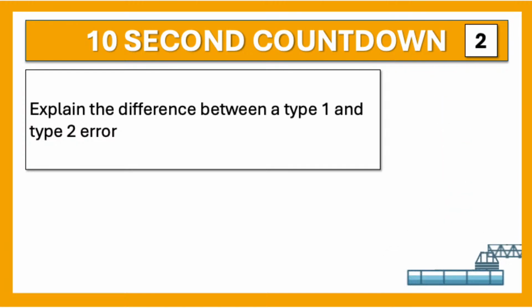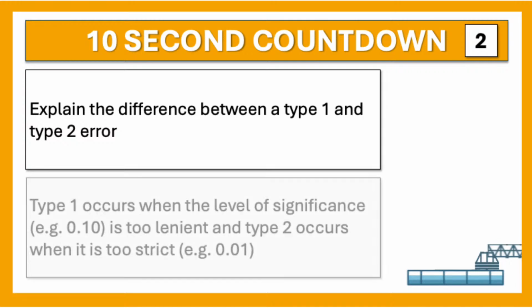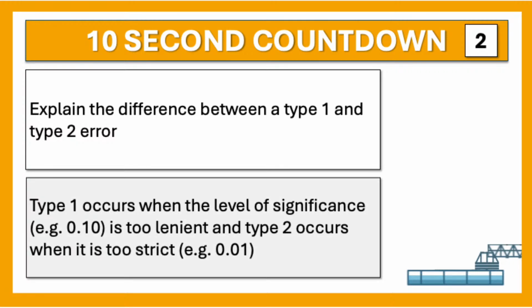Yeah, you've got this kind of too lenient versus too stringent as well. So we went down that route, but I had the other one as well, and Tasha's one written down as well. Type 1 occurs when the level of significance is too lenient, and type 2 occurs when it's too strict. Which one of you did say?